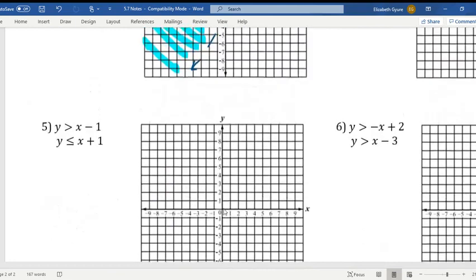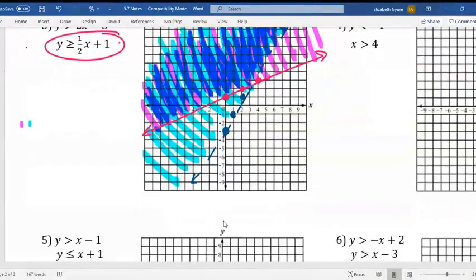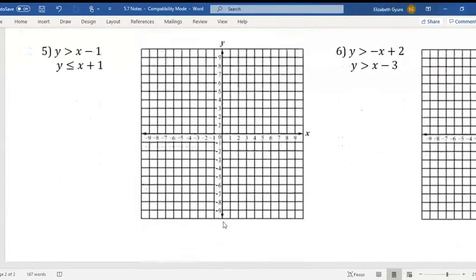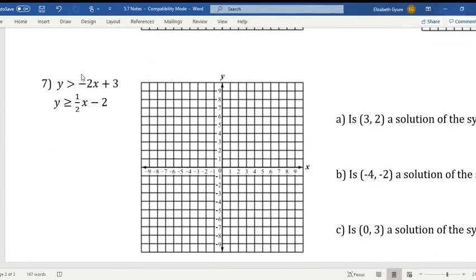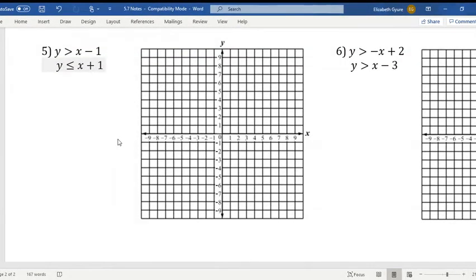Let's see where we're at here. We're running a little short on time. We're going to skip around a little bit. We're going to look at number 5, and then we're going to look at number 7, okay? And then we'll call it a day. I feel like we're doing pretty well with this because it's the same stuff. So for number 5, we got y is greater than x minus 1.